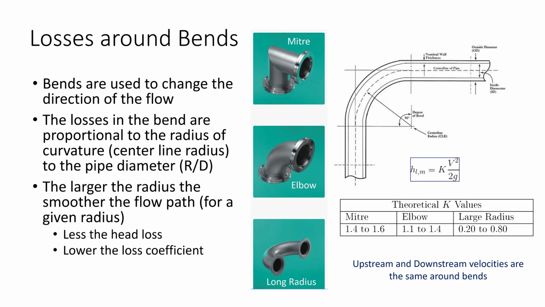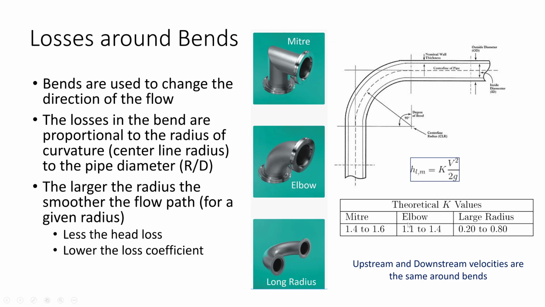So what's important is that the losses in a bend are proportional to the radius of curvature. The radius of curvature can be found if you have a bend, you draw a straight line, and then you draw a line tangential to that bend, and whatever the perpendicular distance is, that is the radius of curvature. If you measure that distance, that gives us the center line radius of curvature. And the larger the radius of curvature, the smoother the flow path, and the smoother the flow path for a given radius, there'll be less head loss and then the lower loss coefficient.